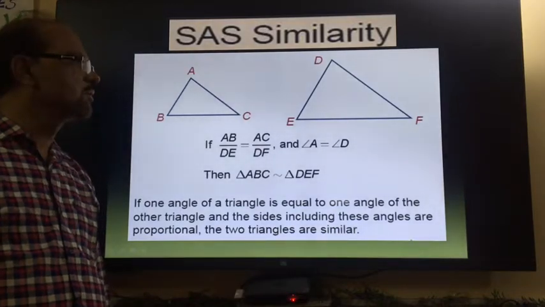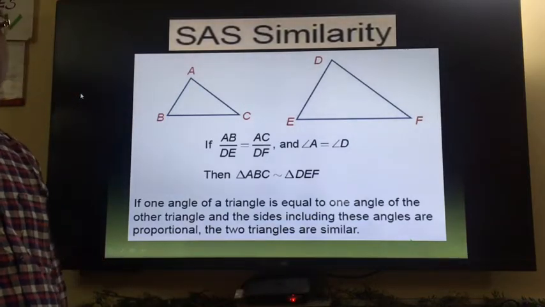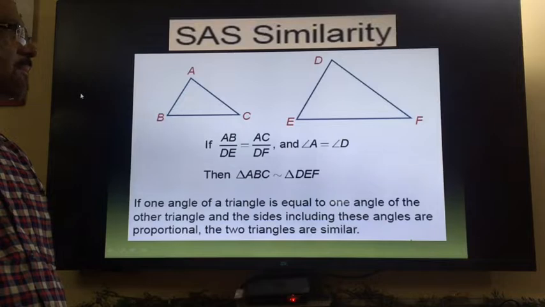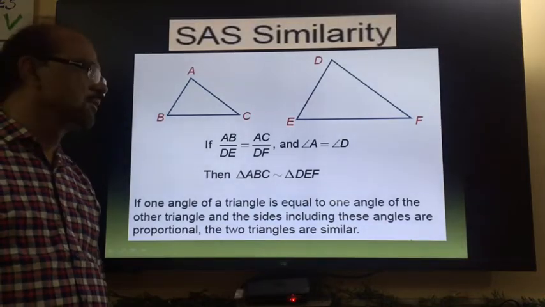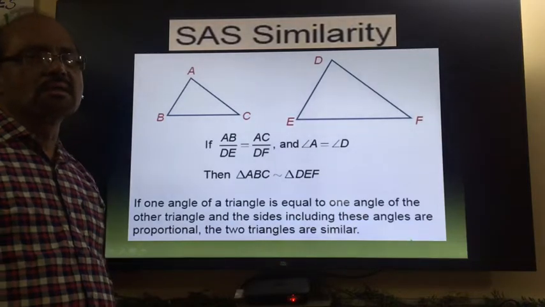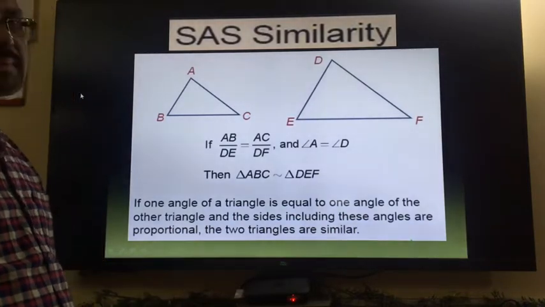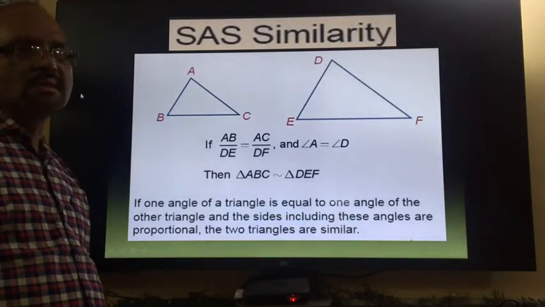So first two similarity criteria, that is, if angles are equal, then triangles are similar. Then if triangles are similar, then sides are proportional. So we are using this thing continuously in maximum number of questions of similar triangles. So please learn this carefully.